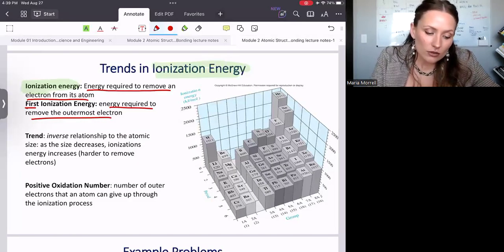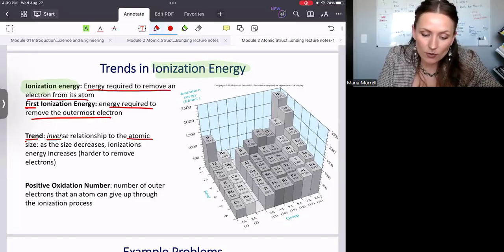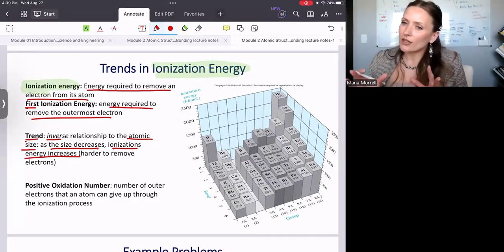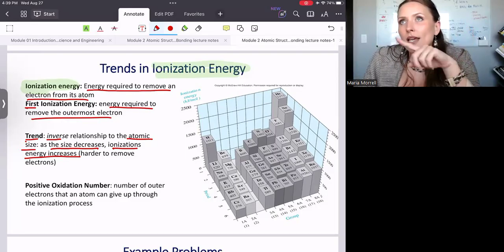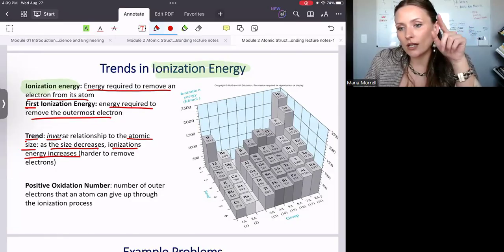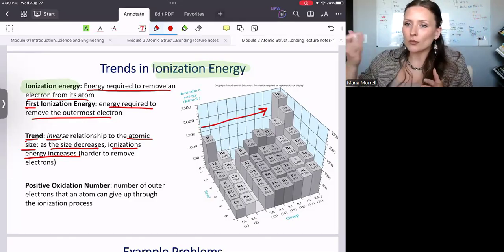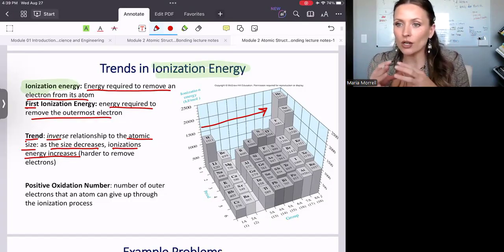Now, what happens with the trend? Well, the trend is an inverse relationship to the atomic size, and what I mean by that is that as the size decreases, the ionization energy increases, meaning that it is harder to remove the electron. I think everything is going to make sense if I go back to the nuclear charge effect. We said that once you host more protons, once you move left to right, I'm adding more and more protons. When I do that, the charge on the nucleus gets stronger and stronger.